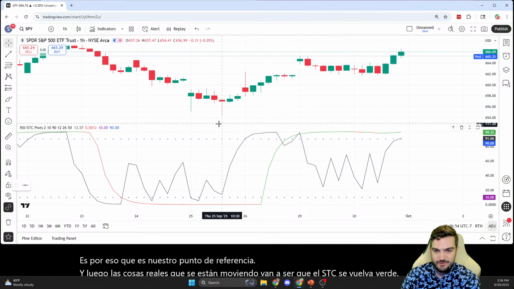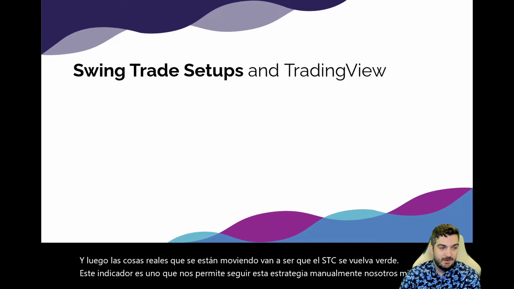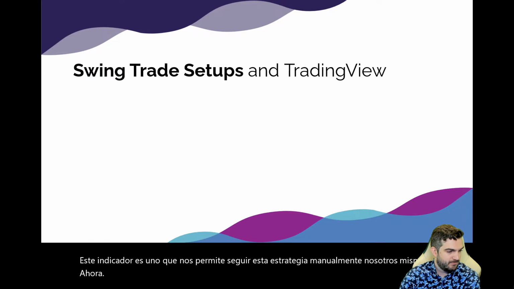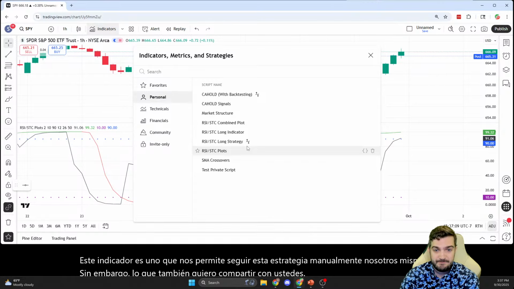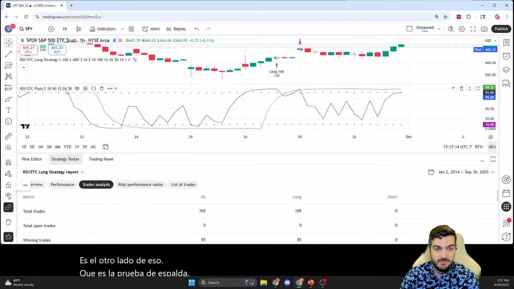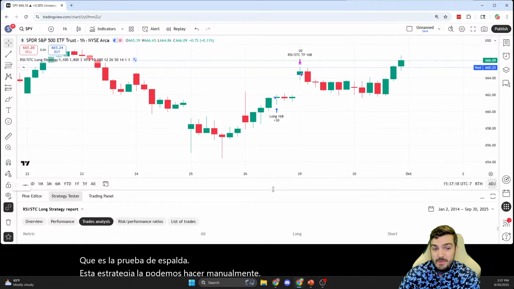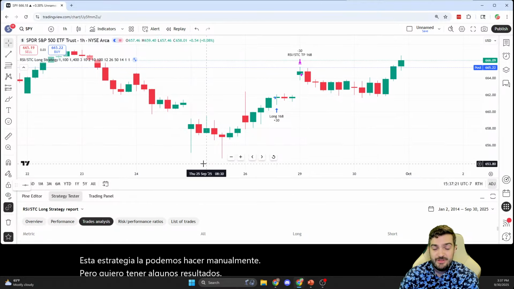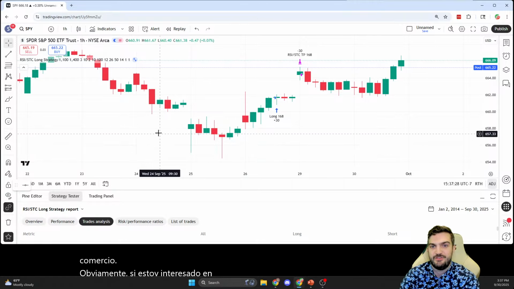This indicator is one that allows us to follow this strategy manually ourselves. Now, what I want to also share with you, though, is the other side of it, which is the backtest. This strategy we can do manually, but I want to have some results. I want to know how good is this strategy at trading.